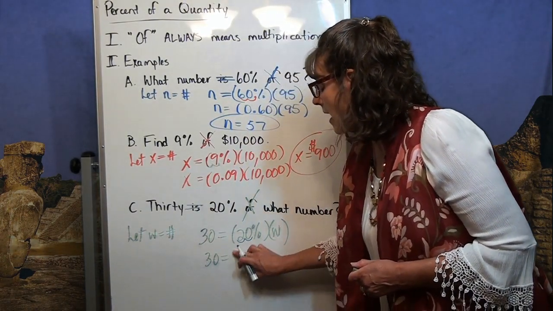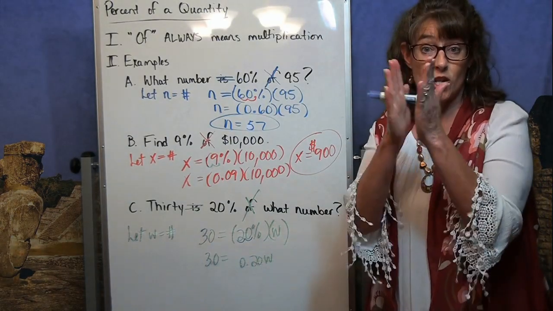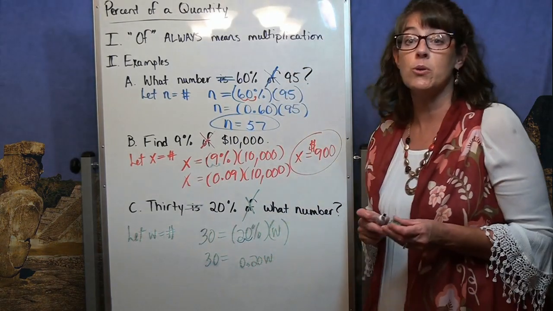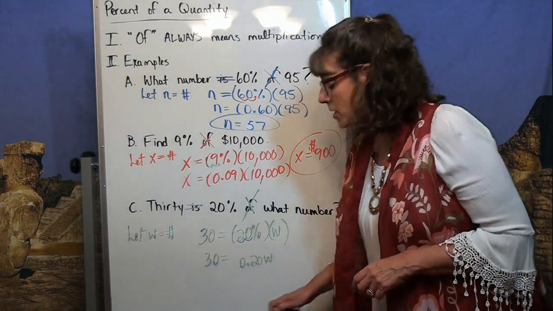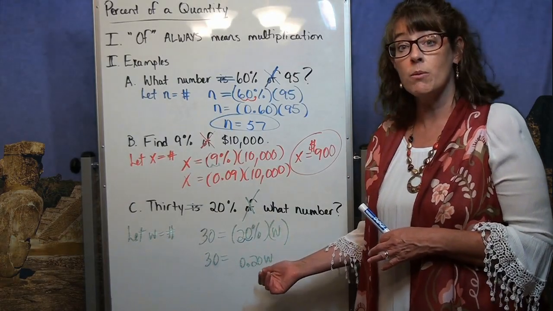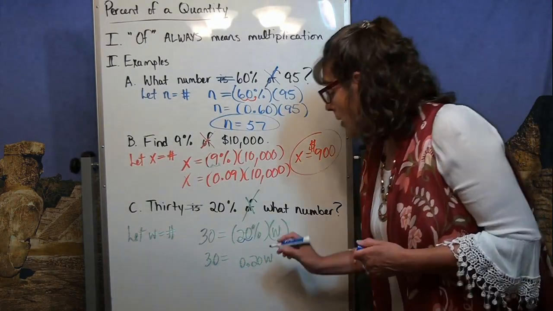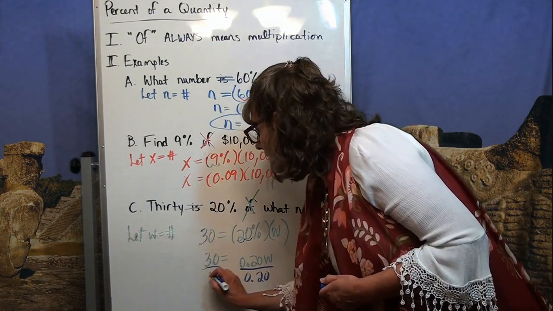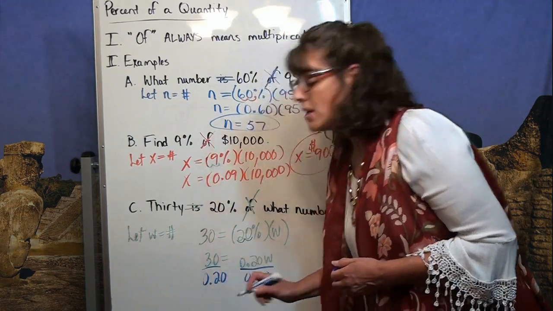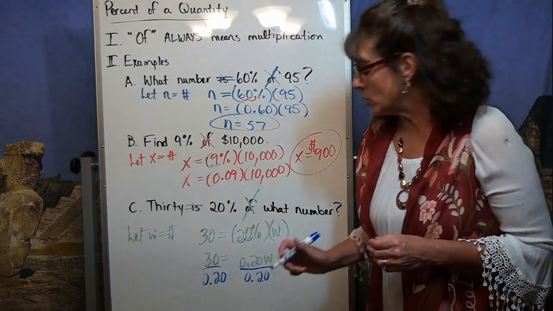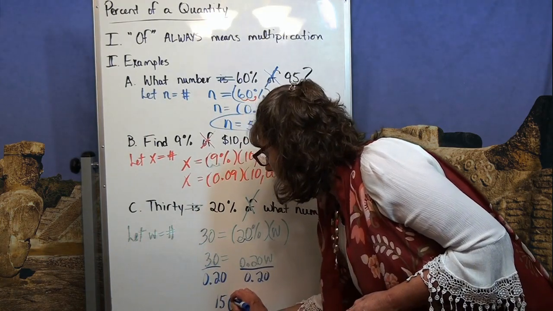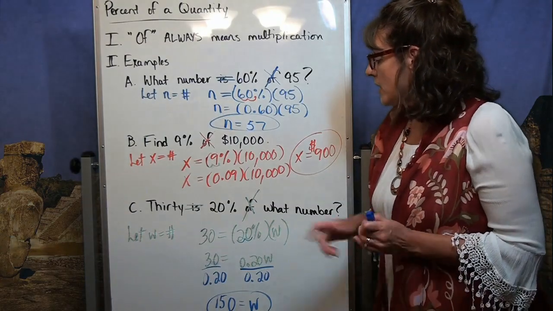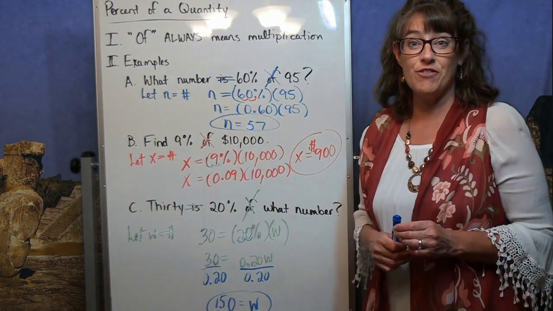those parentheses out of there because we know that when things sit beside each other, that indicates multiplication. So the fact that this 0.20 is sitting beside the W indicates multiplication. And now what I'm going to do is undo what has been done to that variable so that I can get it by itself. So I'm going to divide by 0.20 on the left and the right. And when I take 30 and divide it by 0.20, 30 divided by 0.20 is 150. So there's my W. So that means that 30 is 20% of the number 150.